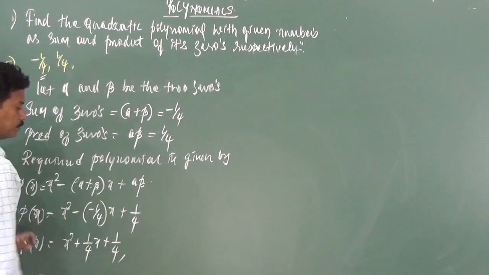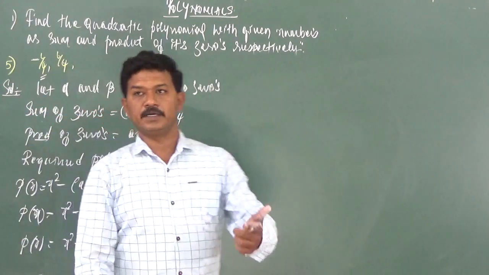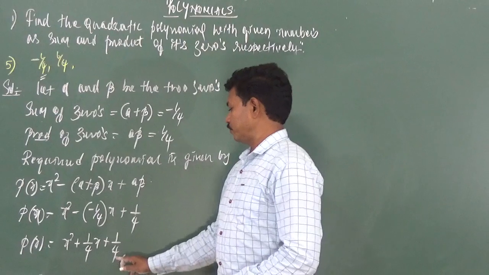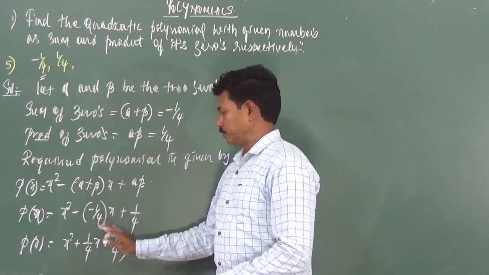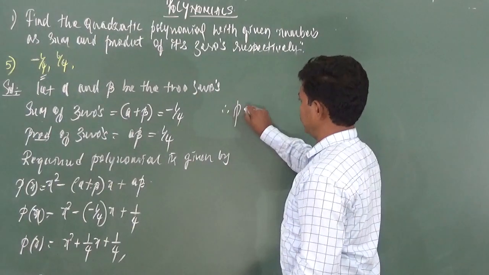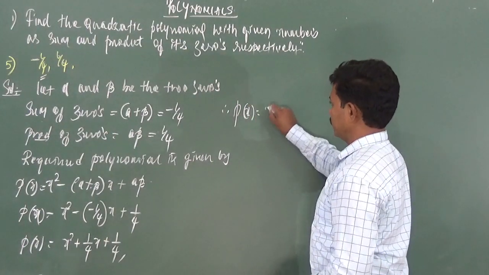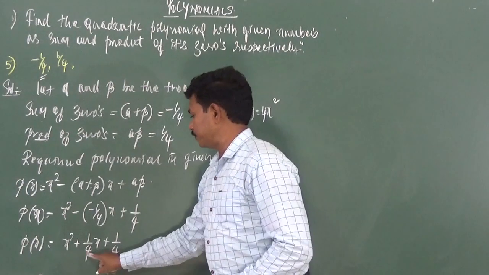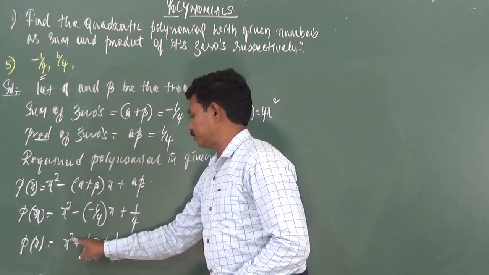So we can stop the answer here, but if you wanted to bring it to the standard form, look at the number in the denominator. It has 4 at both the places. No problem. Multiply the entire polynomial by 4. So therefore p of x is equal to x square, that is 4x square. When you multiply by 4, 4 into x square is 4x square.